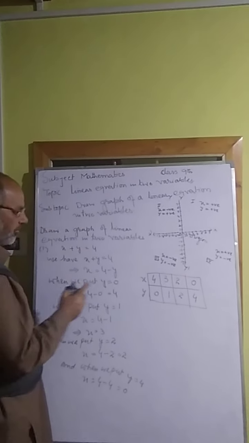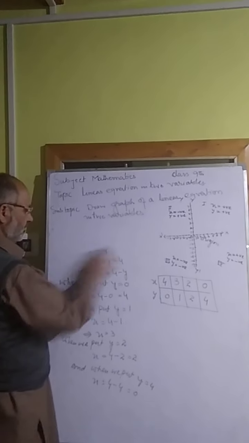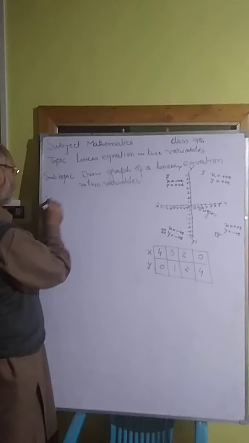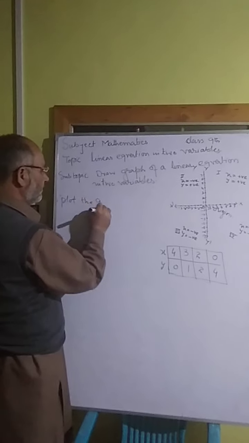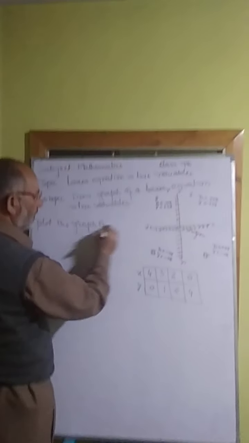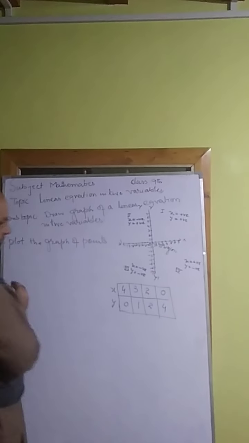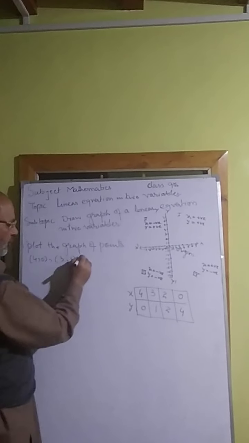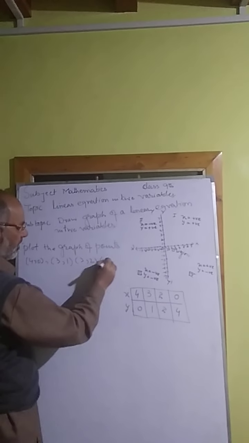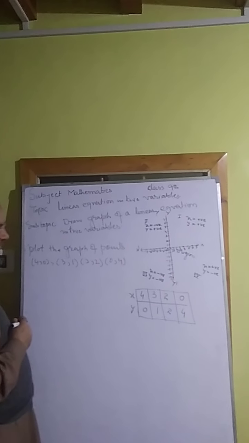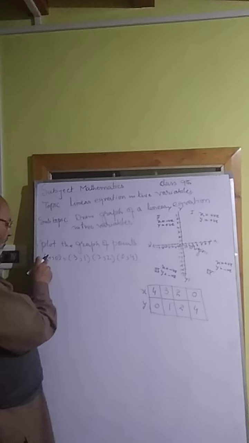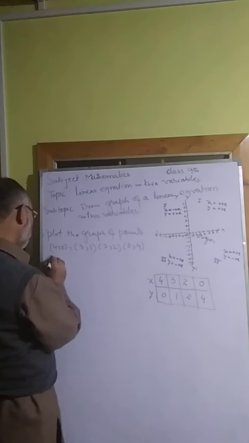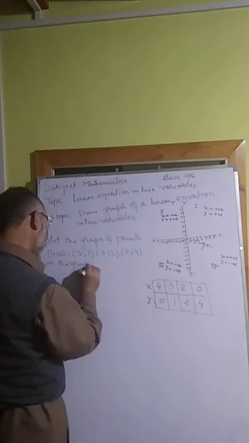Now we plot the graph of these points: 4, 0; 3, 1; 2, 2; 0, 4. 4 is called the ordinate and 0 is called the abscissa. On the graph paper.